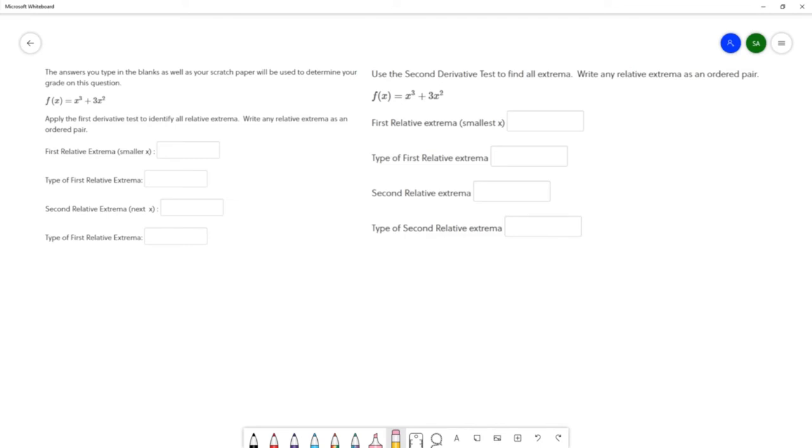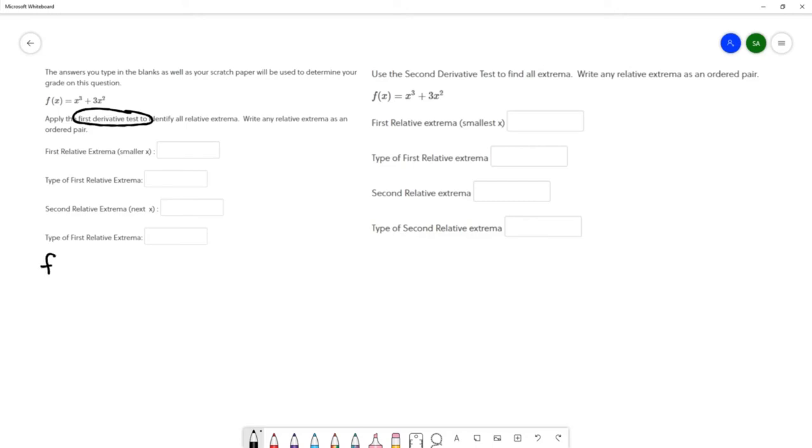However, this first one is asking you to apply the first derivative test to find the extrema, and the second one is asking for the second derivative test. So this will be nice to compare the different methods. So with the first derivative test, we're going to start by finding the critical numbers.